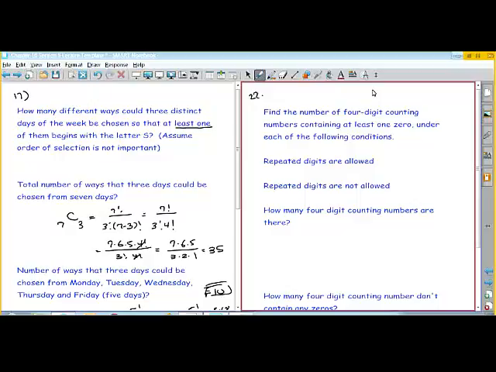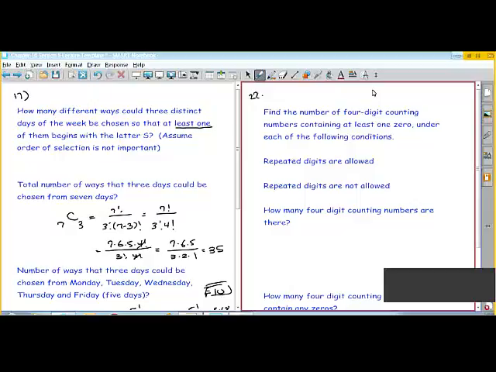Okay, so it says find the number of 4-digit counting numbers containing at least 1 zero under each of the following conditions. So what's the opposite of at least 1 zero? Well, no zeros. Okay, so the opposite of at least 1 zero is no zeros. So what we'll answer is how many. First thing we're going to do is look at 2 cases: where repeated digits are allowed and where repeated digits are not allowed.